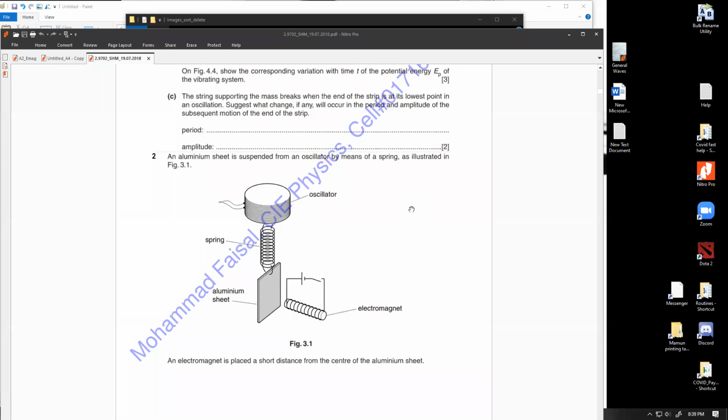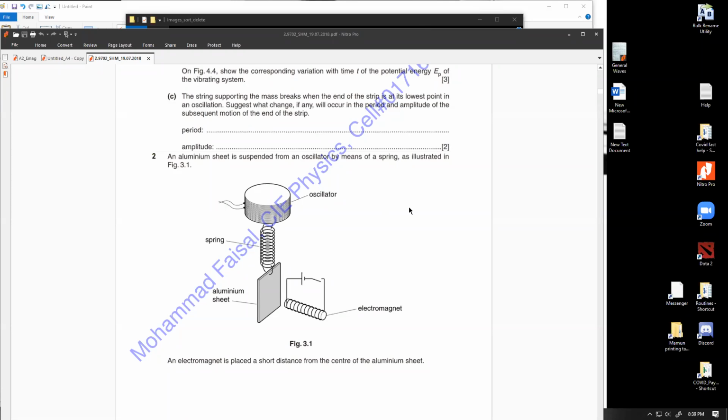Sir, the current in the aluminum sheet, the eddy currents are also alternating in direction, right? Definitely. In this case, yes. I mean, the direction of current that you're going to have as the aluminum sheet is going down is going to be in one way, and as the aluminum sheet is going up, it will be in a different way because it is going up and down.